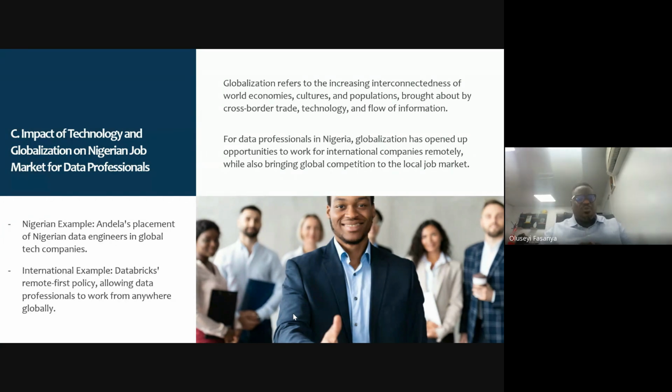Looking at some examples, there is the daily placement of Nigerian data engineers in global tech companies. I'm sure you've heard about that. On the international sphere, Databricks has a remote-first policy, allowing data professionals to work from anywhere globally. Those are the kinds of opportunities that have been opened up owing to globalization.